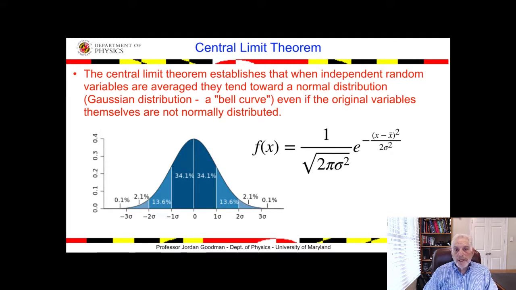So there's this thing called the central limit theorem, and what it establishes is that when you take independent random variables, in our case our measurements, and we average them, they tend toward a normal or a Gaussian distribution, even if the original variables themselves are not normally distributed. You say, well, why should my measurement of the time be normally distributed? It may not be, but provided you take averages of the data, the distribution of the average will be distributed like a Gaussian. So let me show you an example.